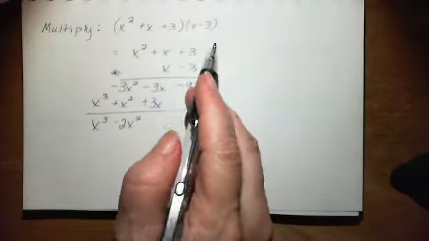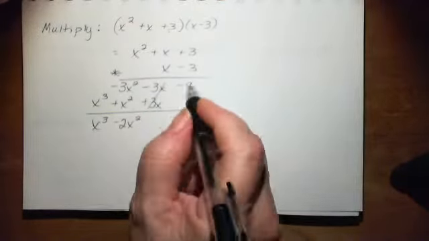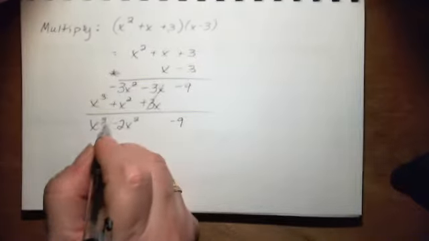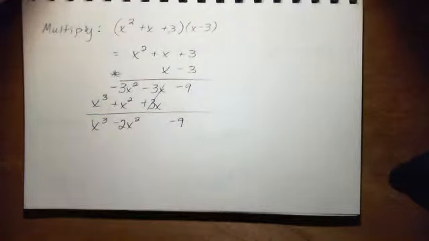Total your columns: x cubed minus 2x squared. Our x terms cancel out here, don't they? Plus 3x minus 3x, so minus 9. So our result is x cubed minus 2x squared minus 9.